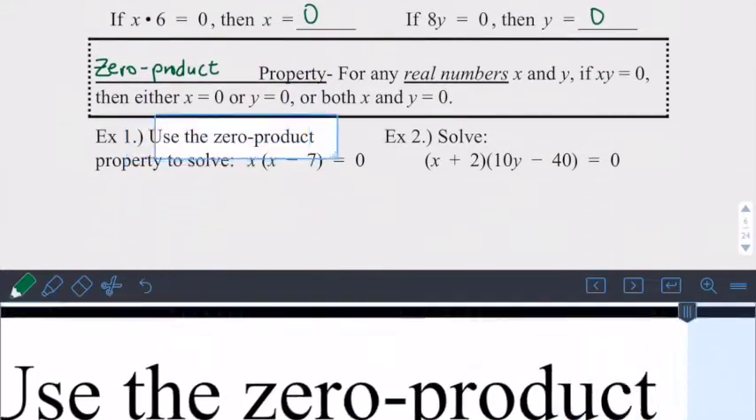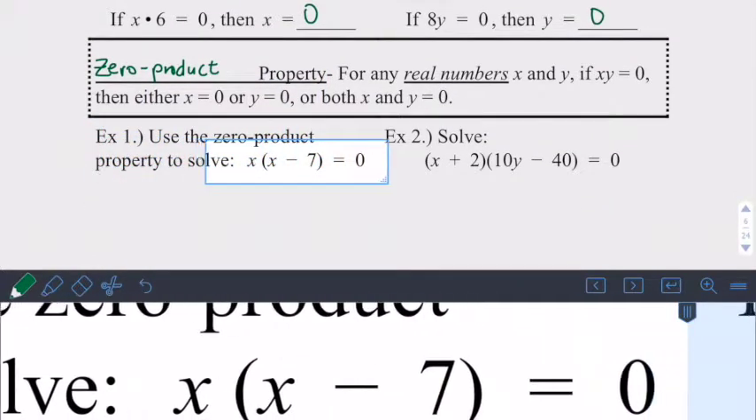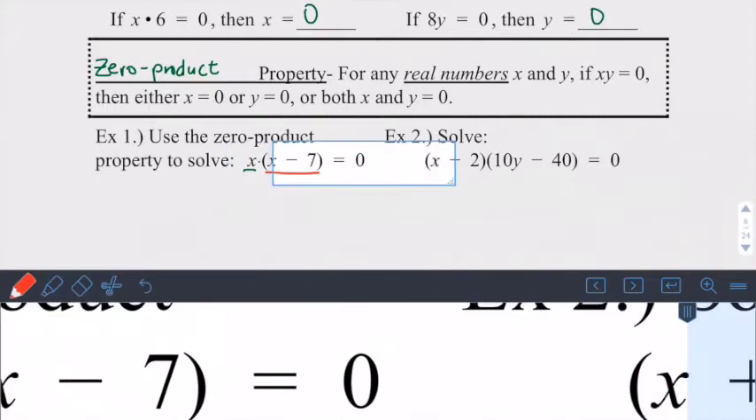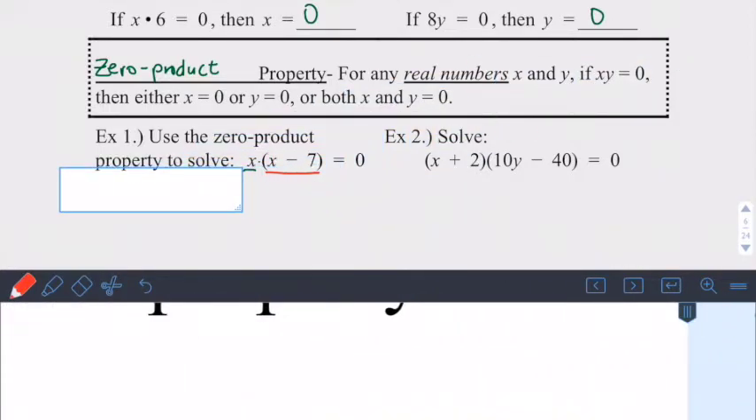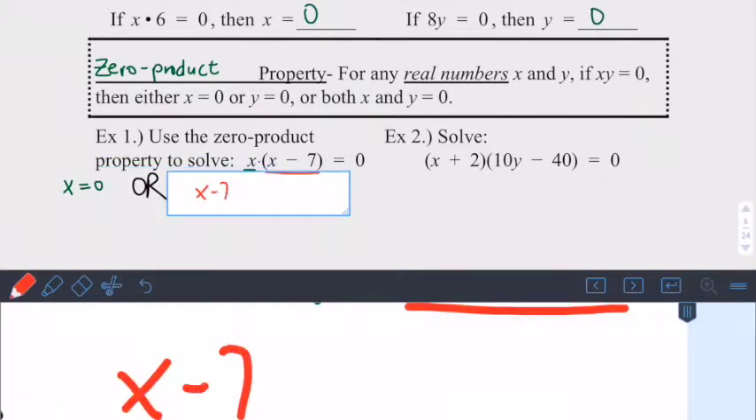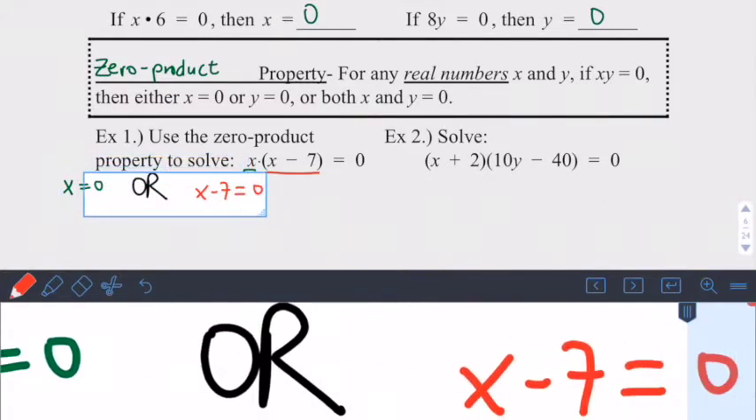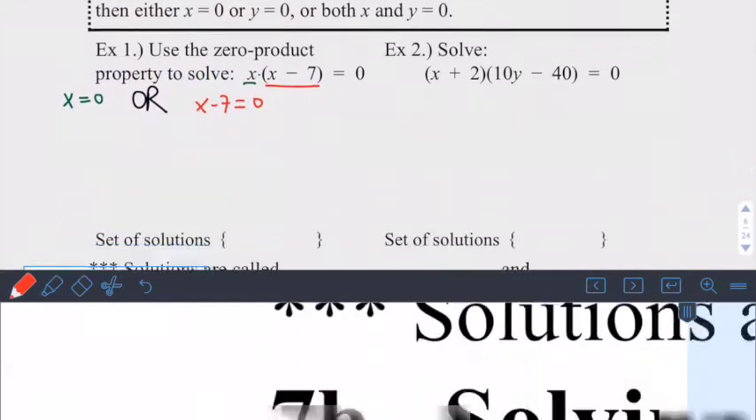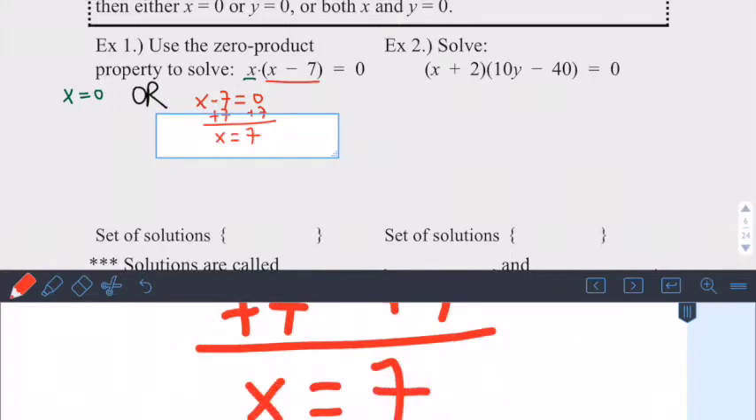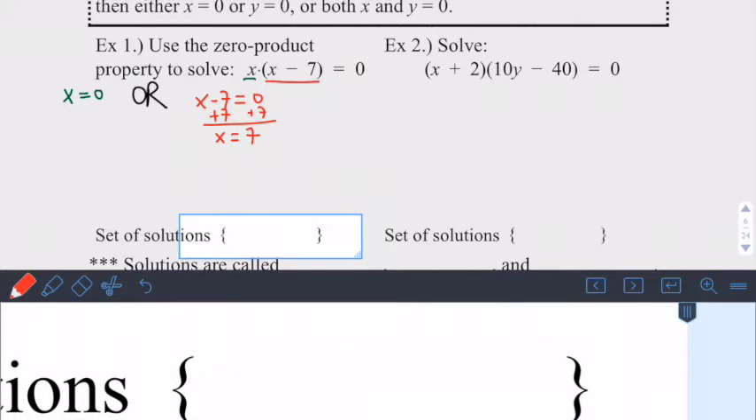So what we're going to do is use this zero product property to solve this equation. We have x, which would be like our first term, x minus 7, this factor, equal to 0. Then either x equals 0 or x minus 7 equals 0, right? And the mathematical or means both could be 0. Well, let's solve this one. Let's add 7 to both sides. So x equals 7 or x equals 0. So our set of solutions is 0 or 7, aka both could happen.